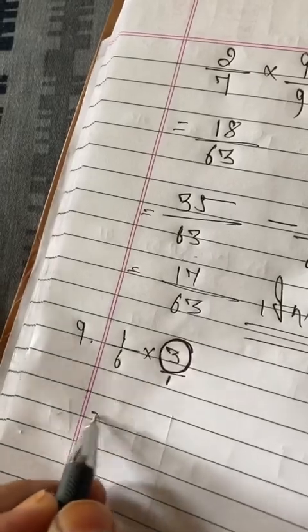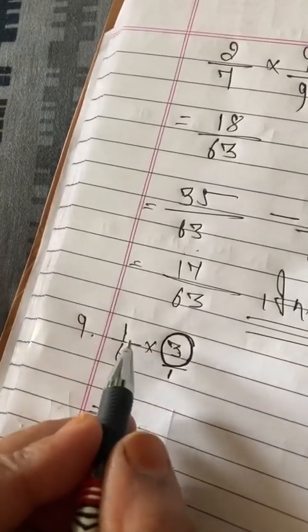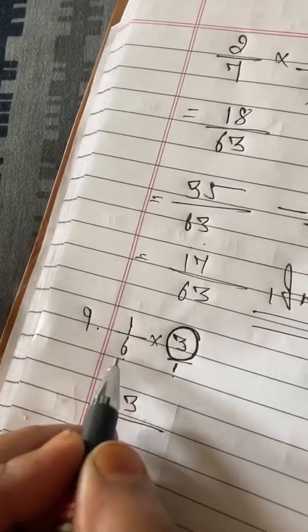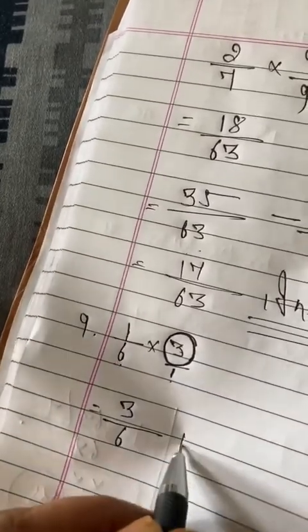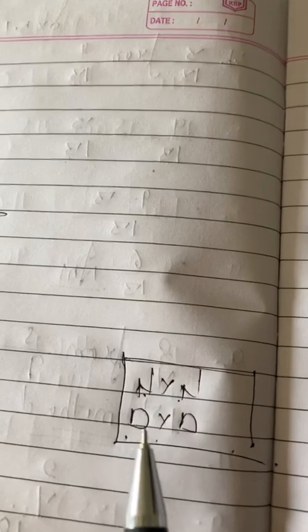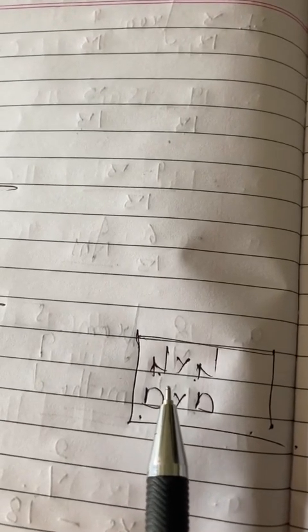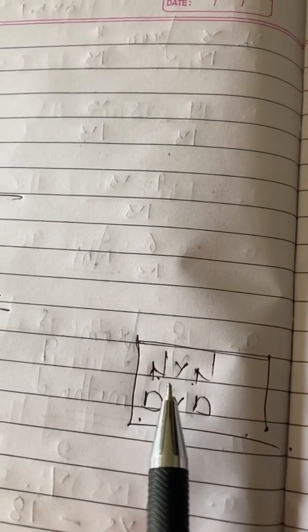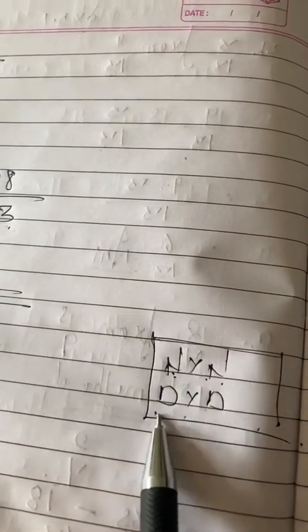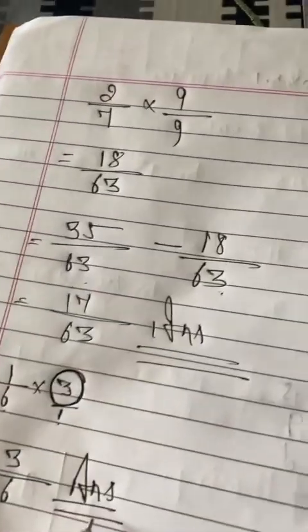Okay, then how will we solve it? Numerator into numerator, that means 3 into 1 is 3. Denominator with denominator, that means 6 into 1 is 6. So 3 by 6 is our answer. Clear children? How can we multiply two fractions? To solve the multiplication, we multiply numerator with numerator and denominator with denominator. This is the process of multiplication of fractions. So in this way we have to solve this.